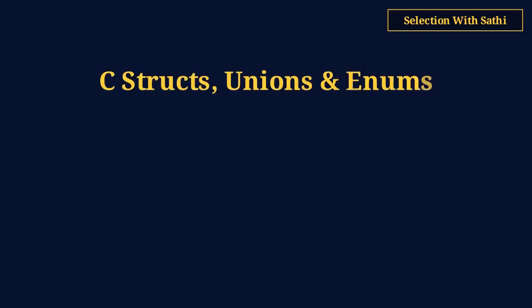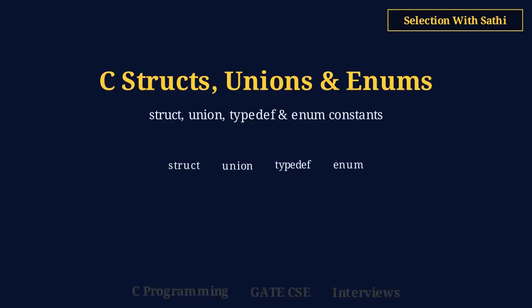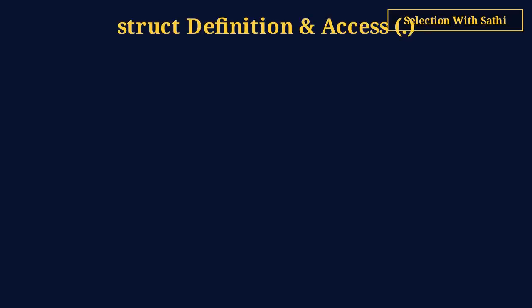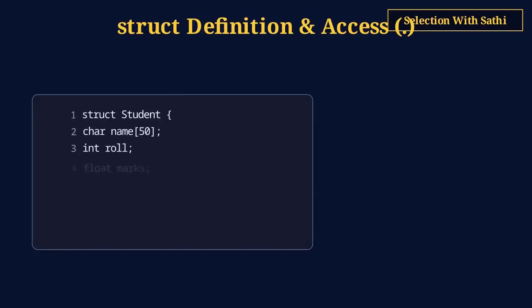Welcome to Selection Sathi. Today we learn about structs, unions, typedef, and enums in C, the user-defined types that let you organize complex data. These are essential for building real programs and are frequently asked in GATE and interviews. Let's begin. First concept: struct definition and access.